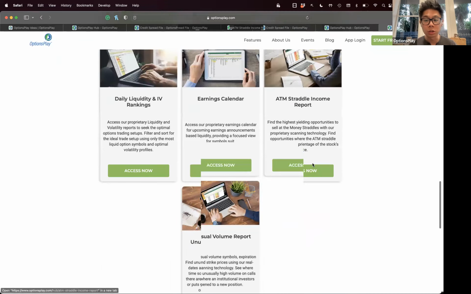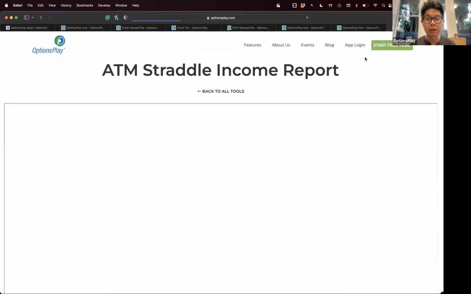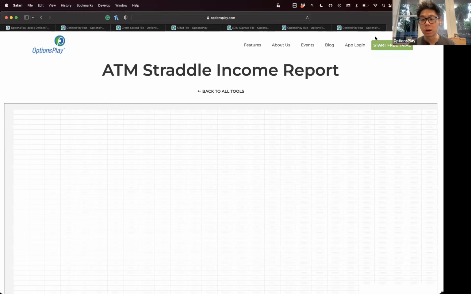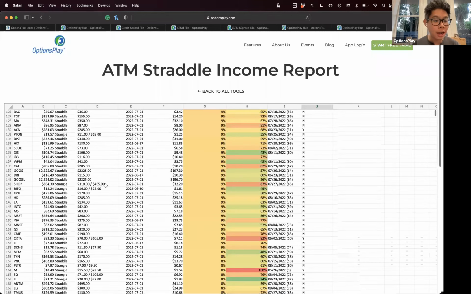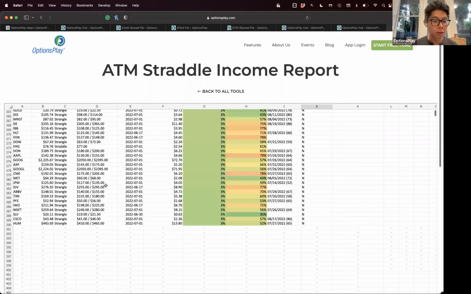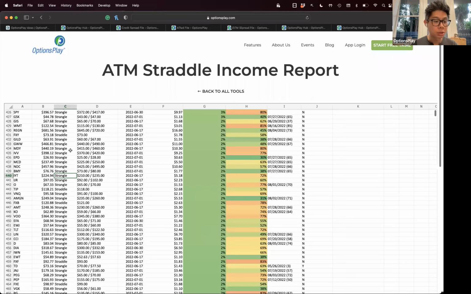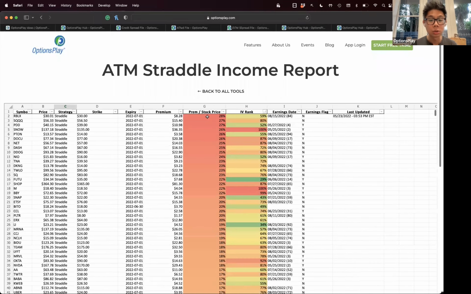The straddle report is also something that is now built into the platform itself, but it basically gives you a sense for where you can sell straddles or strangles that have the highest amount of premium in this current market environment. So as you can see, we have both strangles and straddles. And what it does is it shows you how much you're collecting as a percentage of the stock price. So for example, on Roblox right now, if you sold a $30 straddle on a $30 stock, you're going to collect $8.28. And that's pretty sizable for July.